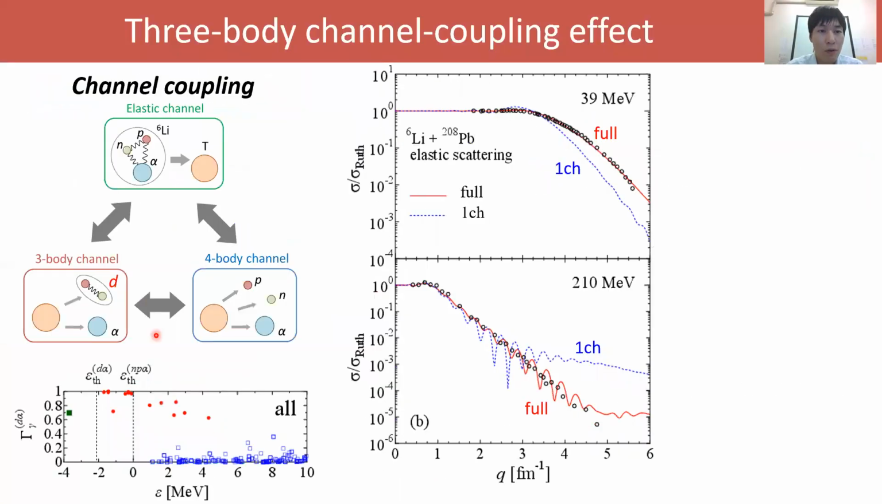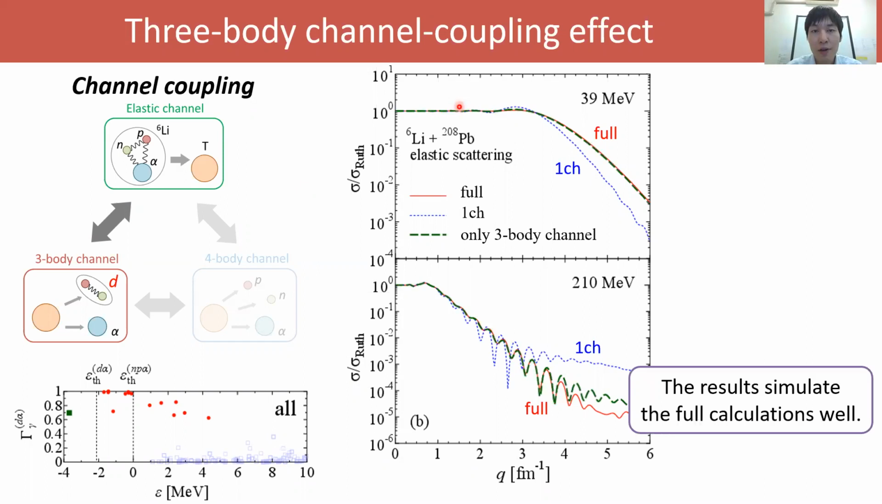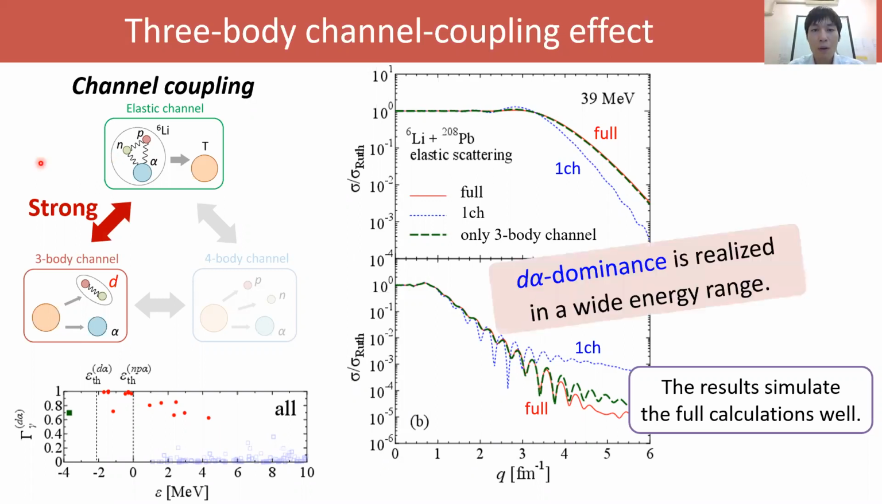Similarly, we neglect the 4-body channel, and we estimate the coupling strength between these channels. Then we have these green lines. Interestingly, the green lines simulate the full calculation reasonably well. That is, the coupling between these two channels is strong. This means the deuteron in lithium-6 hardly breaks up during the scattering. We call this property D-alpha dominance. And we found that the D-alpha dominance is realized in a wide energy range.